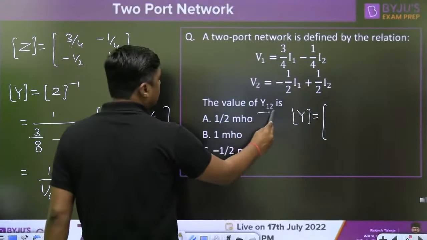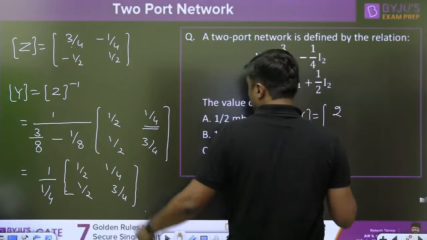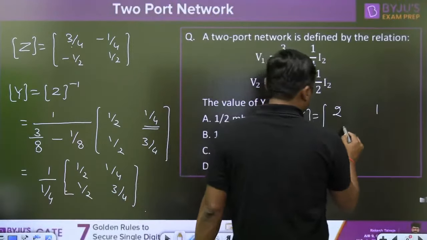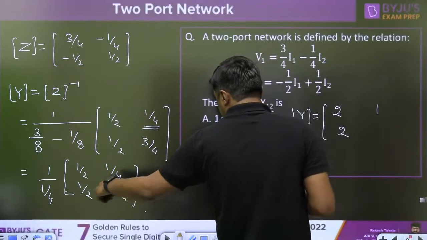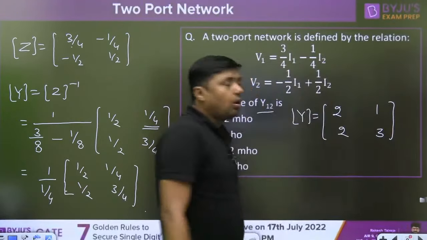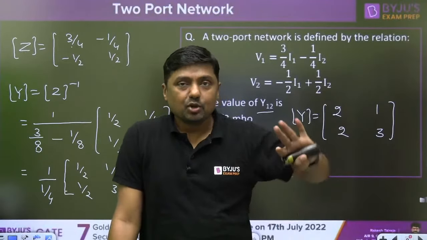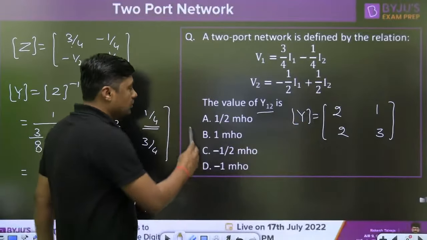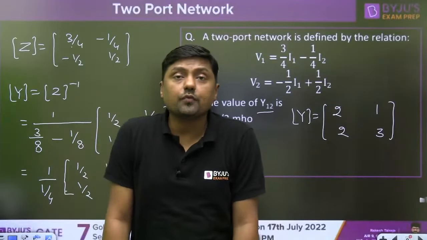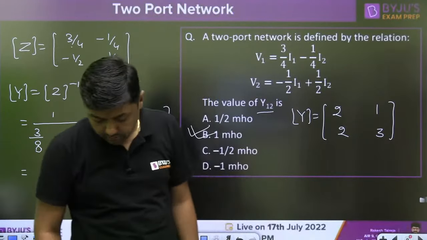What is the Y12? One more. That is the 4 by 2. That is the 2. You can check. This will become 1, this will become 2, and that 4 cancels. That is 3. And the unit of all the Y parameters is Siemens or mho. So the answer is 1 mho. Very simple method. You can find the inverse of this, and by finding the inverse you can directly get the answer for this particular question.